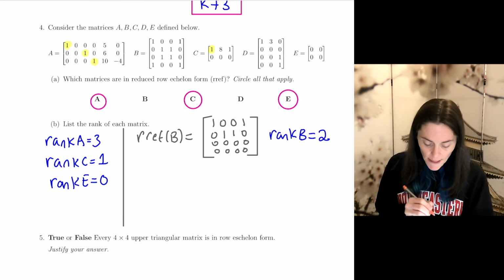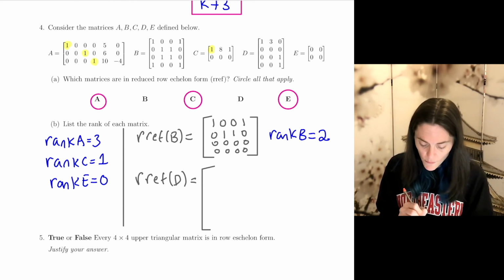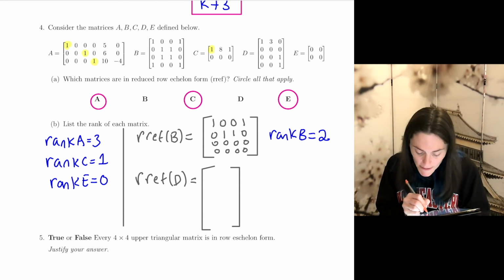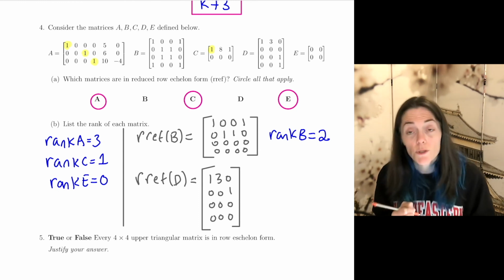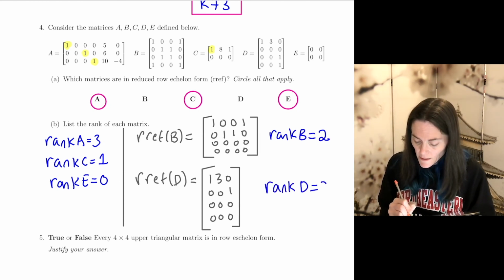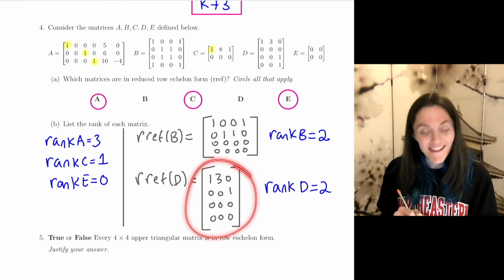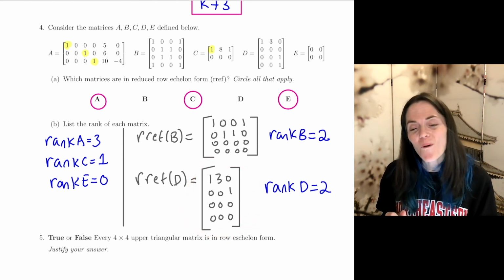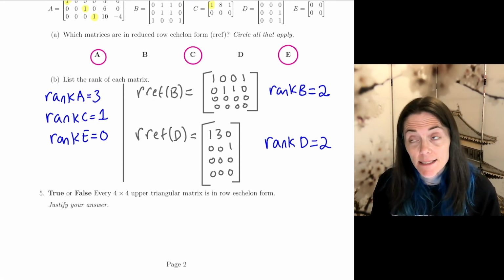Finally, similarly for D, we can also quickly see what the reduced row echelon form of D is. D is 4 by 3. It's pretty clear to see that the reduced row echelon form of D is this. You can get there with 2 row operations. And so the rank of D, well, it's 2, the number of leading ones in this gray matrix, reduced row echelon form of D. Now we have one more, and it's a true or false. Every 4 by 4 upper triangular matrix is in row echelon form.